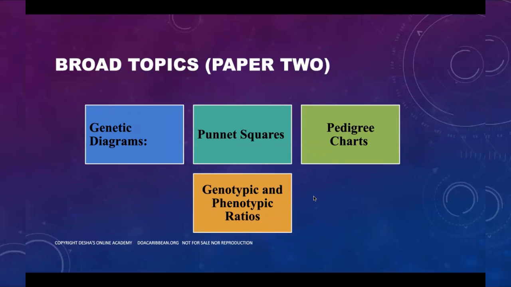Moving on to the next topic, genetic diagrams. Sometimes the examiner might ask students to show how various characteristics of an organism are inherited, right? To do this, you must be able to use Punnett squares, pedigree charts. For your Punnett squares, you can use it to show the inheritance of one trait, and you'd just use a simple monohybrid cross. For the inheritance of more than one trait, you would use a dihybrid cross.